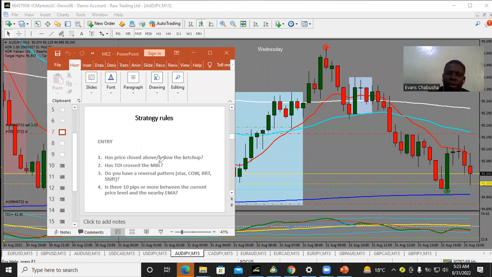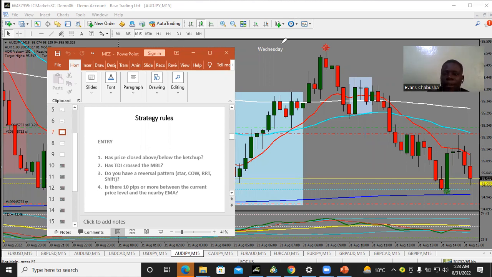Okay. So MBL, meaning market baseline. So you are looking at this line to cross the market baseline. So if you look at that point where price closed below, if you follow it nicely down there, you can see that it wasn't crossing the market baseline.